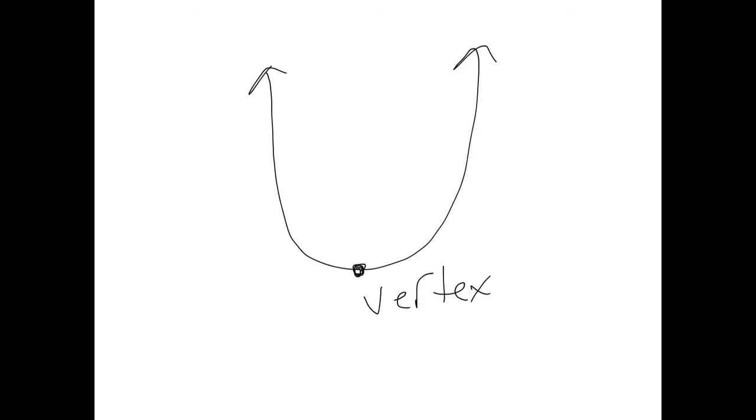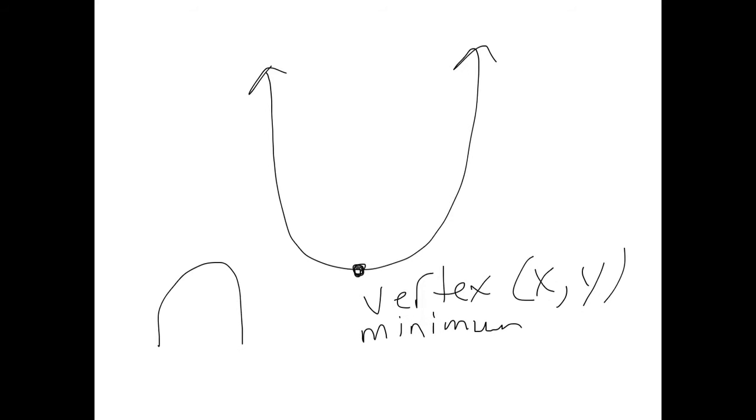Okay. The parts of a quadratic. The lowest point here is known as the vertex, and that's an x comma y, that's a point. Okay. In this graph, it's known as a minimum, but when we have the upside down ones, the vertex is known as the maximum. Okay. Minimum is the very lowest point, maximum is the very highest point.